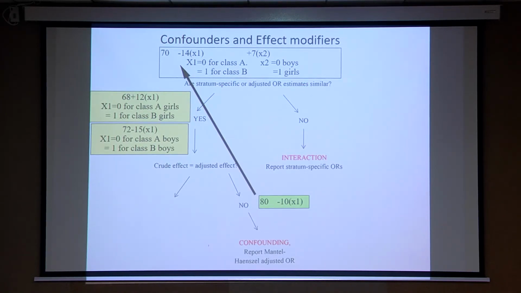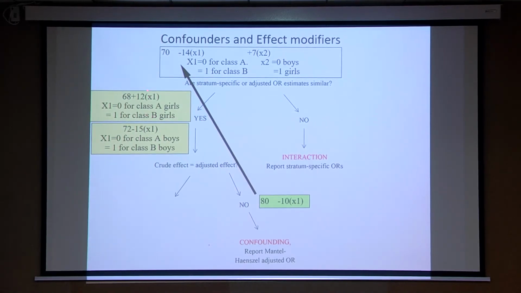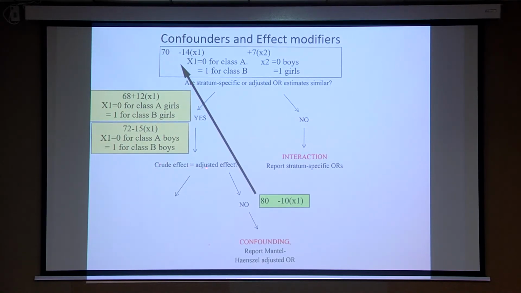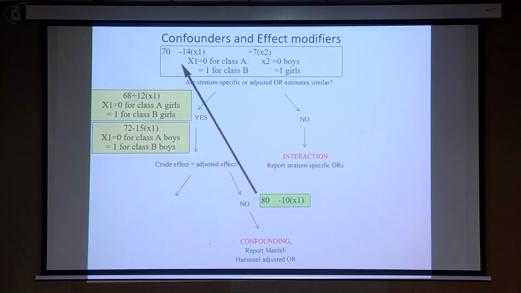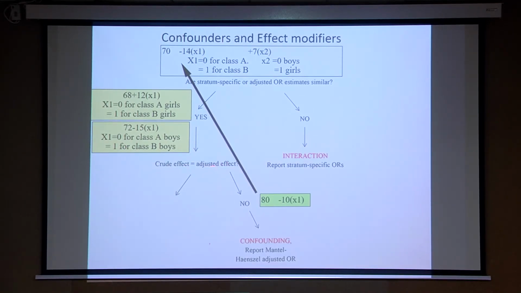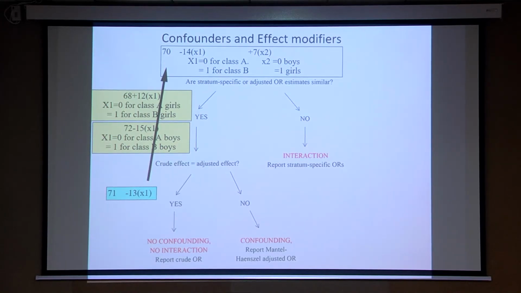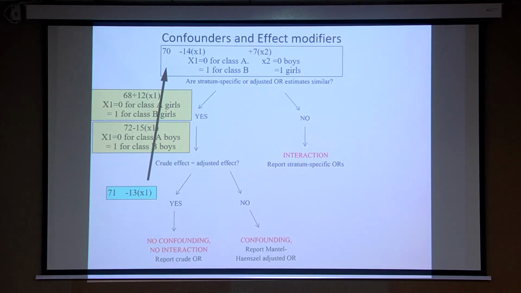So if the adjusted values are similar, say like 68 and 72, you can say that there is no big effect of the confounders. Next thing, whether the crude effect is equal to the adjusted effect. If it is not, there is a confounding. If it is yes, there is no confounding, no interaction, you can just report it like that.